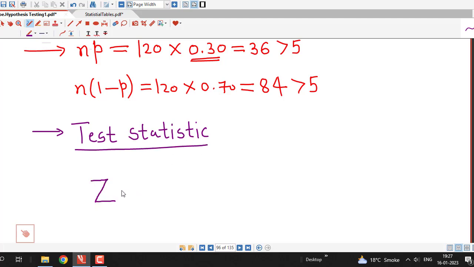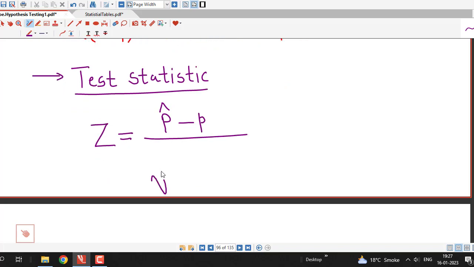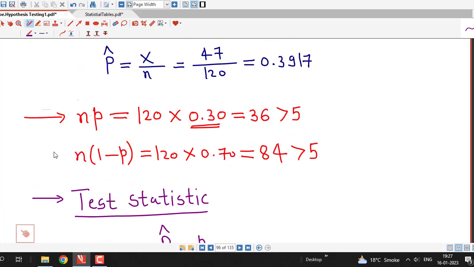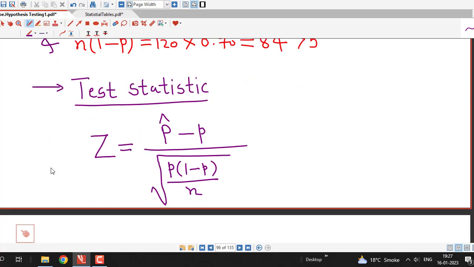It is z equal to sample proportion, that is p hat, minus population proportion divided by square root of p times 1 minus p over n. If this condition is satisfied, then we have discussed in lecture number 15 that this z is a standard normal random variable, so that we can apply one sample z test here also.